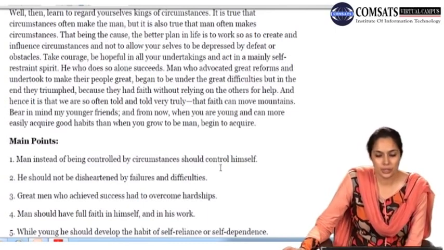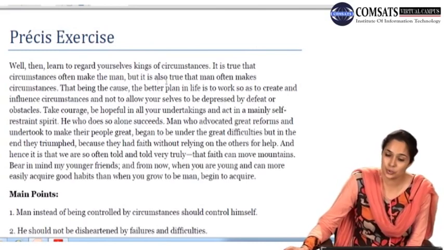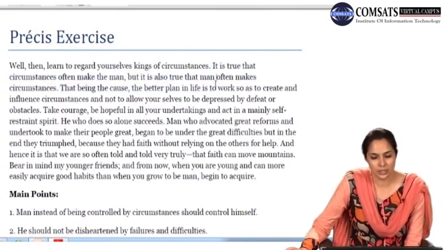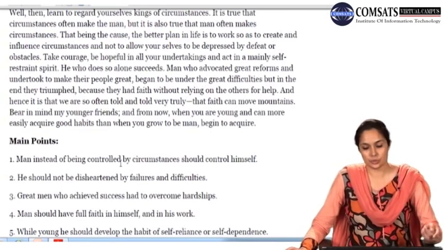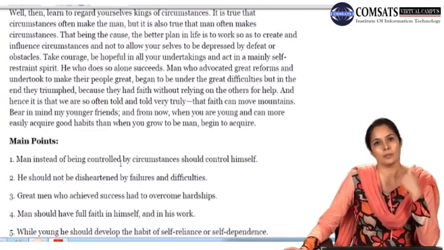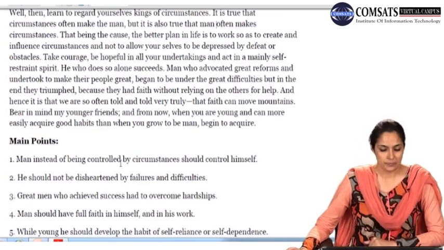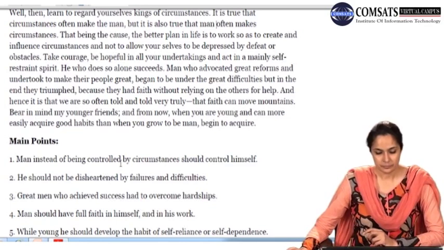Now, शुरू में उन्होंने ये ज़रूर कहा है, it is true that circumstances often make the man, but it is also true that men also make circumstances. लेकिन इनमें से किसी एक क्लेम को उन्होंने बाद में सपोर्ट किया है, दोनों को नहीं किया. And that is, man, instead of being controlled by circumstances, should control himself. अपने आप को उन्हें एक certain level और control में रखना चाहिए. He should not be disheartened by failures and difficulties.